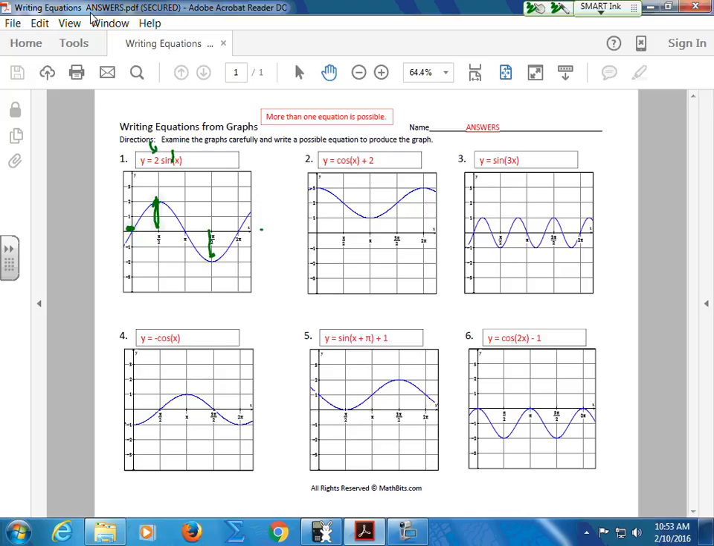Your normal amplitude is 1. So if it goes to 2, we times it by 2. And we have no shifts. No horizontal, no vertical shifts, no phase shifts.